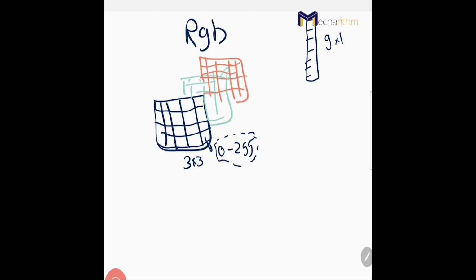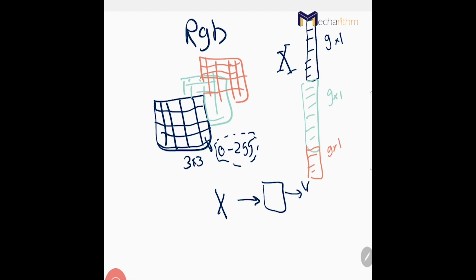And next, I'm going to append the green components to that original vector, so we'll have another 9 times 1, and the red elements, so another 9 times 1. So basically, this is going to represent the input feature x for a specific example or a specific image. So what we need to do now is to map this x using some function into y. So we have to ask ourselves how y looks like.